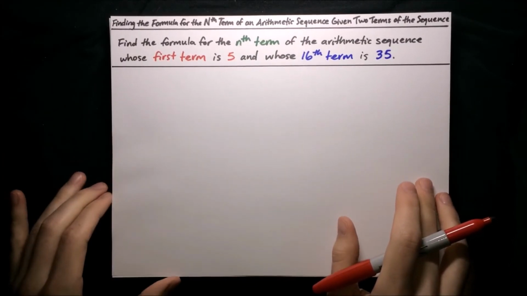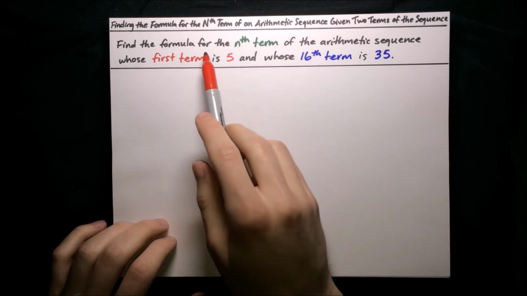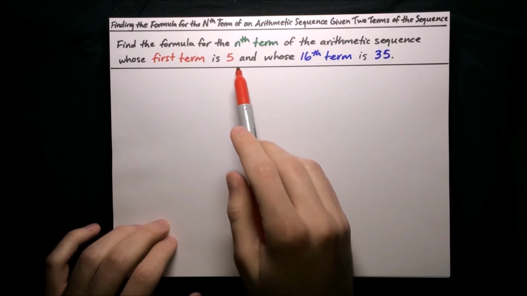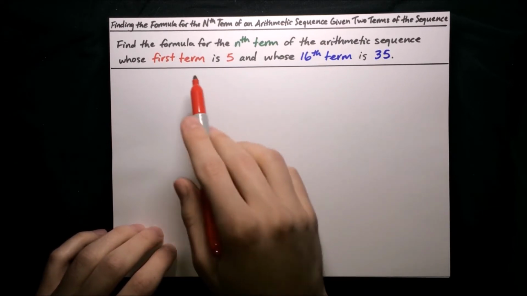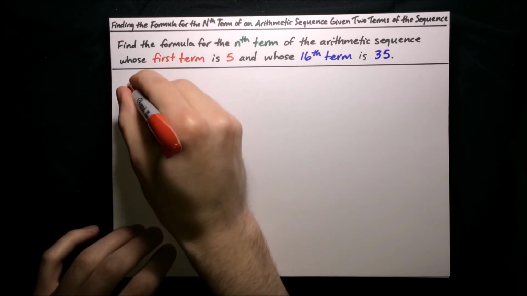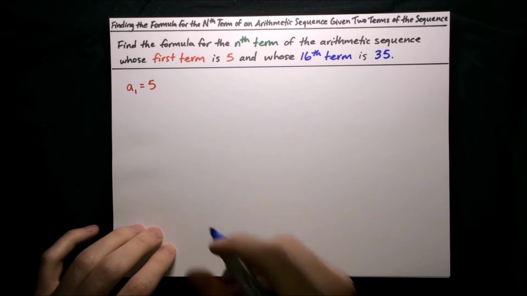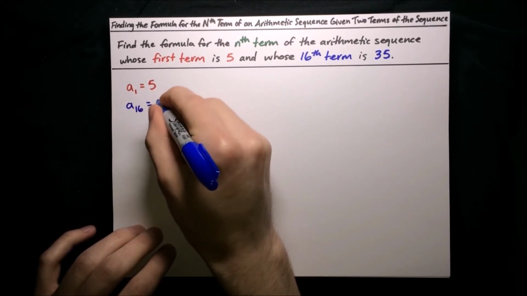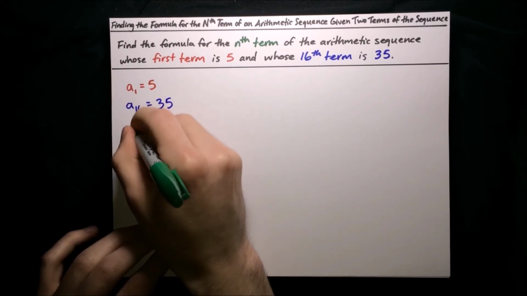Alright, here's another problem, which is similar but a little bit trickier. We want to find the formula for the nth term of the arithmetic sequence whose first term is 5 and whose 16th term is 35. Okay, so let's write down this information. First term is 5, so a1 equals 5. And 16th term is 35. That means a16 is equal to 35. And we want to find the formula for an.